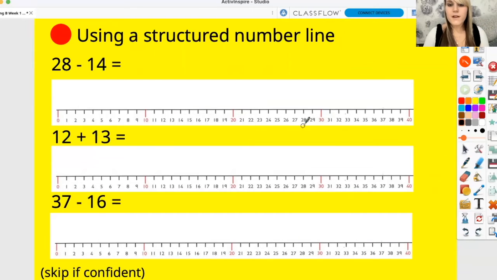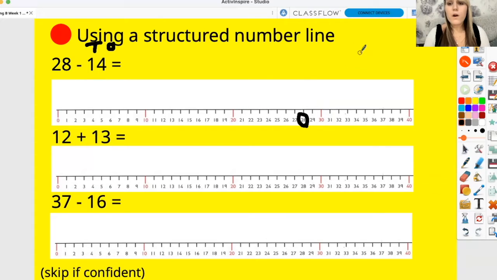So we start on our first number, which is 28, and then we always jump the tens before we jump the ones. So one big 10 jump, and I'm looking here, this is takeaway. So I'm jumping down the number line.